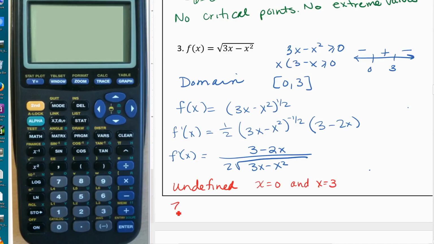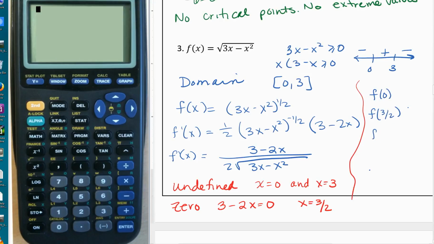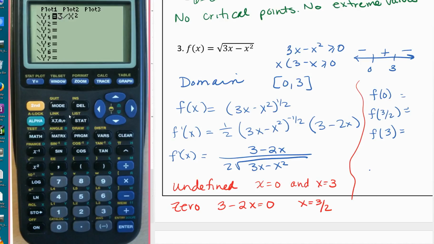Now it's 0 when the numerator equals 0. 3 minus 2x equals 0, which will give us x equals 3/2, which is also in the interval. So we're going to have to look at 3 points. We're going to need to look at f of 0, f of 3/2, and f of 3. Now, to make this a little bit easier on ourselves, I'm going to put our f of x in our y equals.